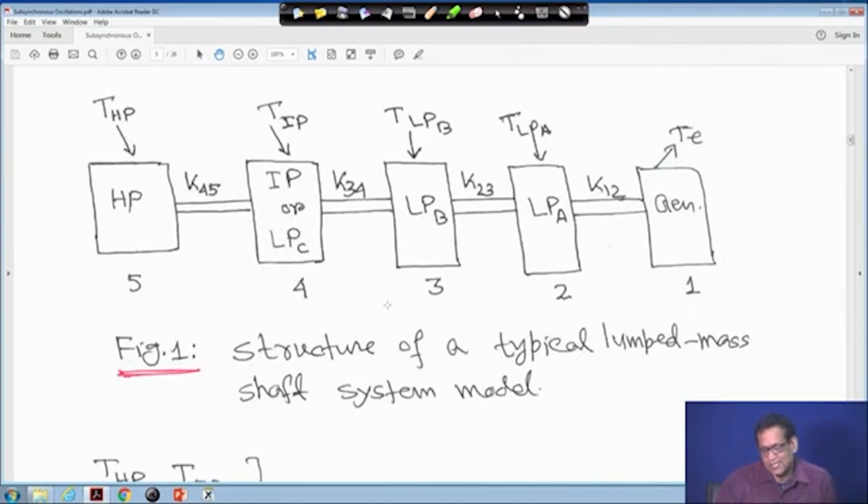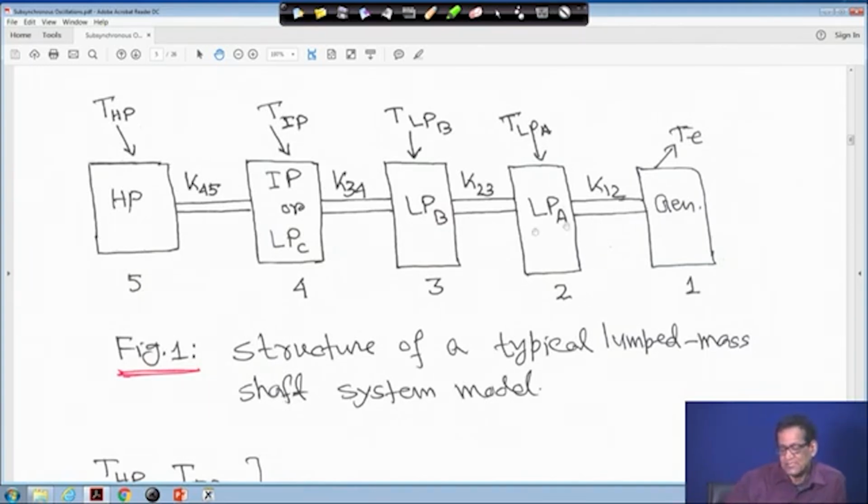So, it is a simple model connecting one mass after another. This is the generator, whose output torque is Te, marked as 1, and this is the low pressure turbine. There are 2 sections of low pressure turbine, LPA and LPB, which is section 2 and 3, and here the torques are TLPA and TLPB. Then the intermediate pressure, marked as section 4, is TIP, all torque representations. And this is the high pressure section, numbered 5, and this is THP.